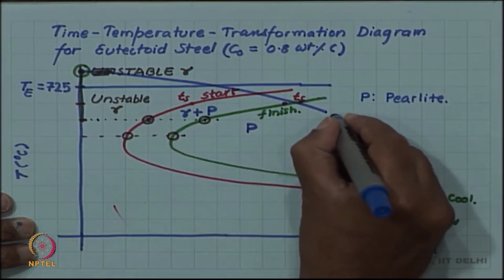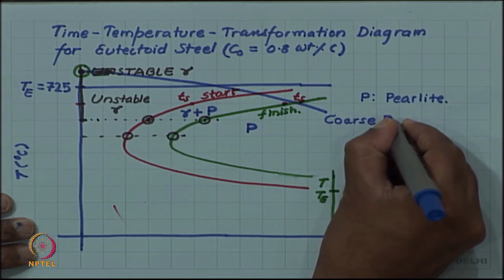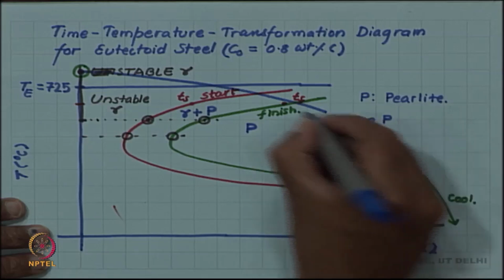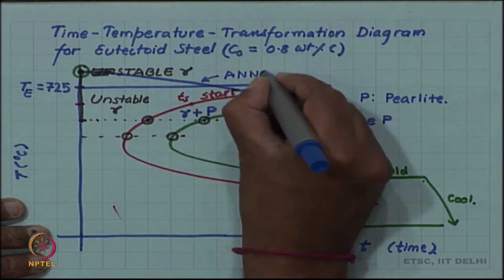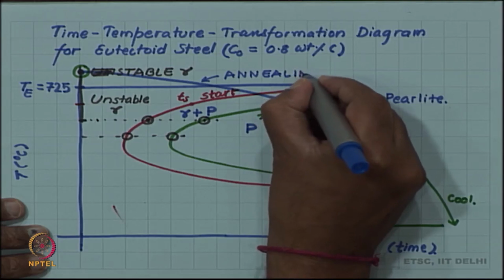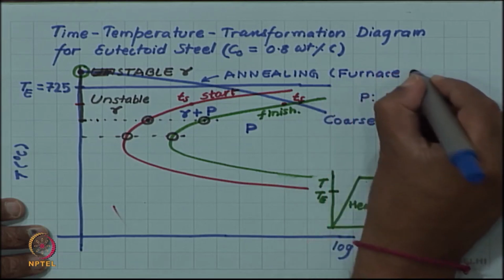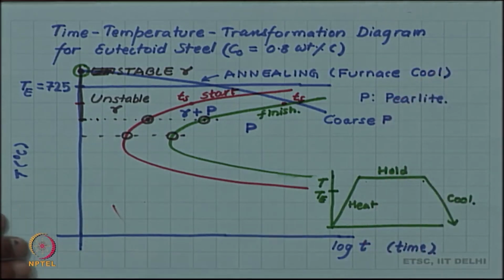what is called coarse pearlite. So, it forms pearlite, but it gives us coarse pearlite, that is, the alternate plates of ferrite and cementite are rather coarse, they are thick. So, this was called annealing. This process we called annealing, which was furnace cooling, that we simply switched off the furnace and did not take the sample out.